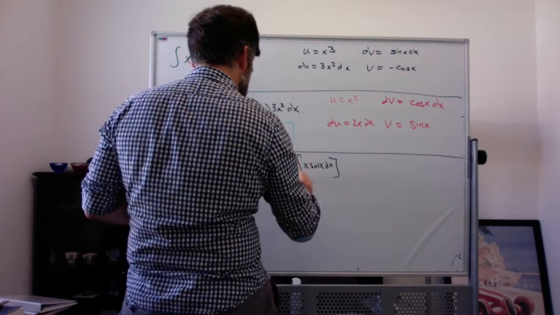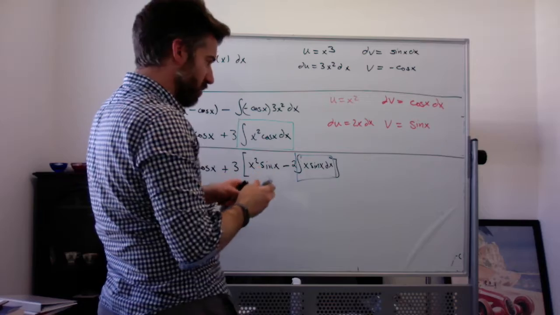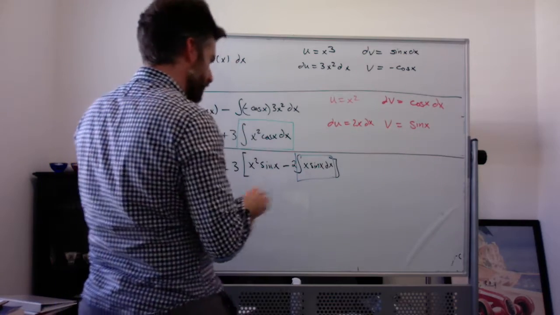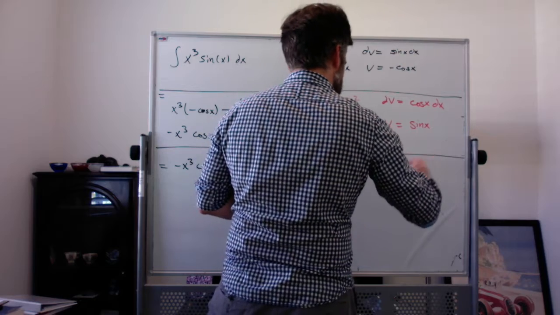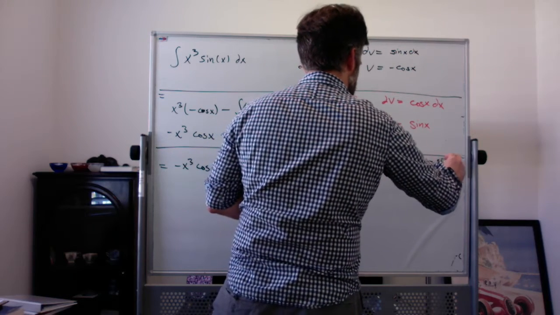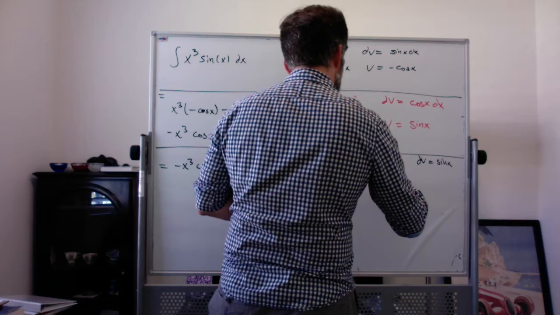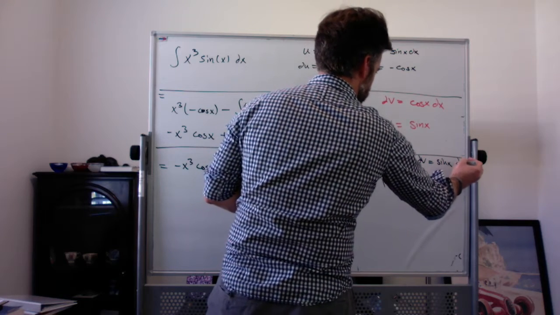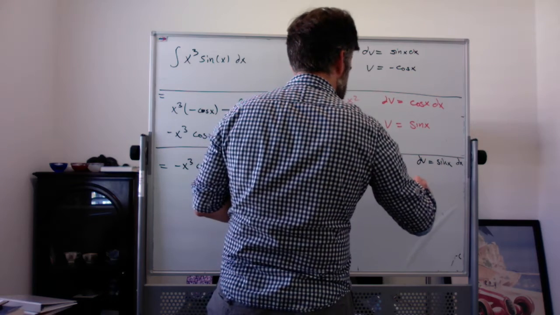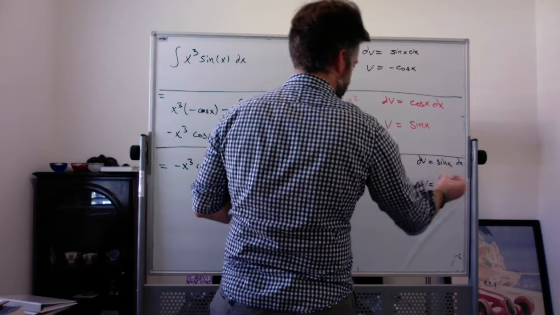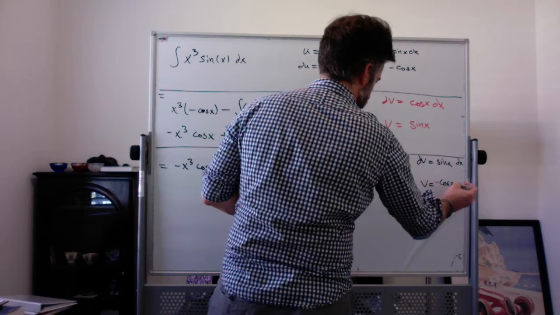So for this integral, I'm again going to do a new integration by parts. So I'm going to let u equal x, dv is the rest, which is sine of x dx, don't forget the dx, it's important. du is equal to 1 dx, and v is the antiderivative of sine, which is negative cosine of x.